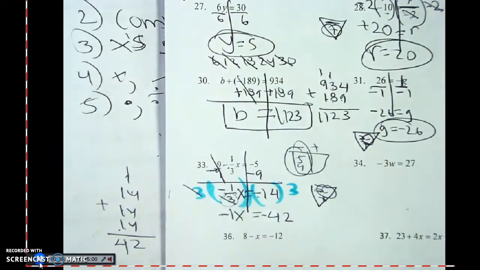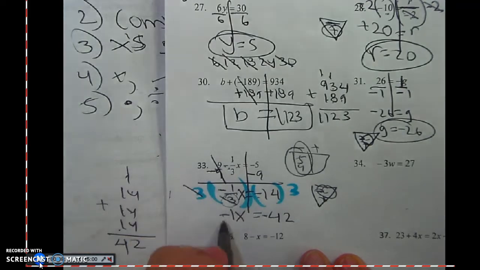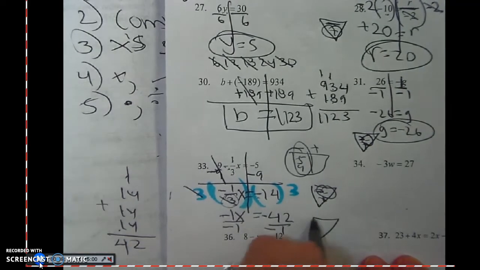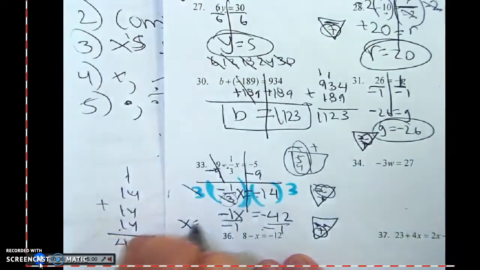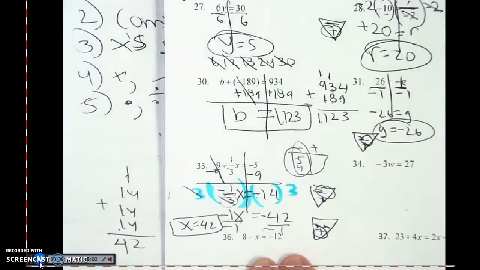Now I'm almost done, but notice I kept the negative with the 1. I divide by negative 1, do one more triangle, negative, negative, positive, x equals positive 42.